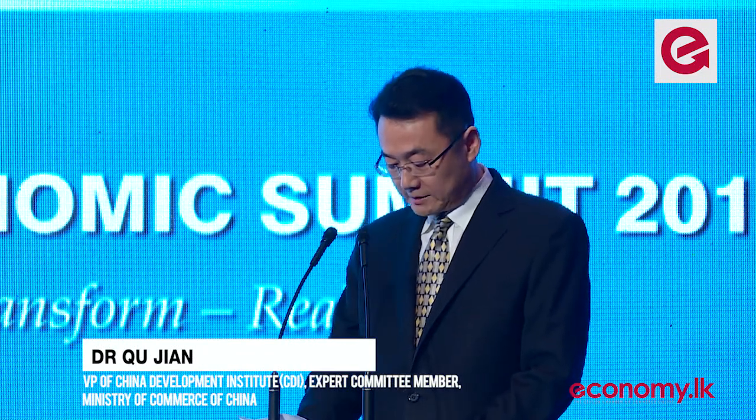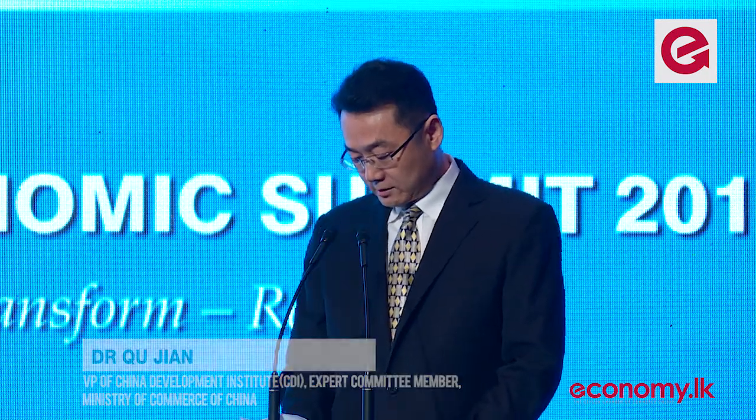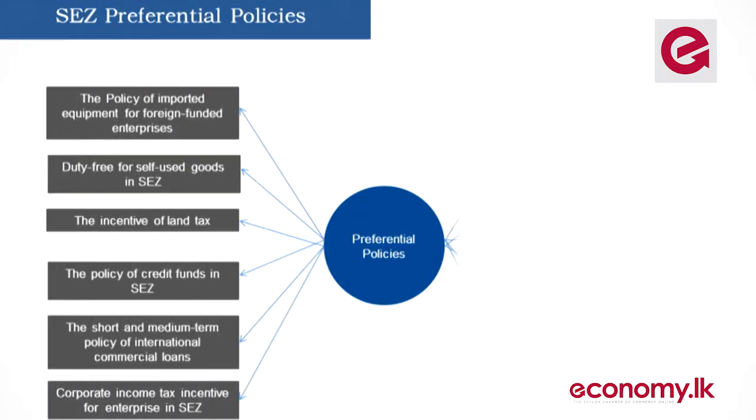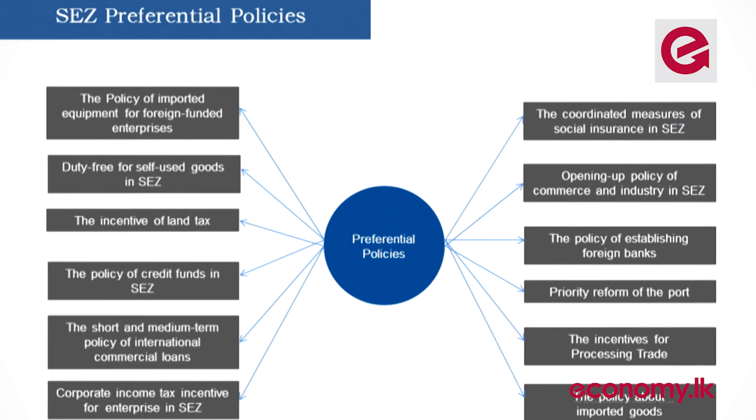According to our survey, one of the most restricting factors for the relocation of foreign capital is poor infrastructure. Another is the lack of a preferential or bonus system, covering tax, finance, land, import and export, service, and so on.